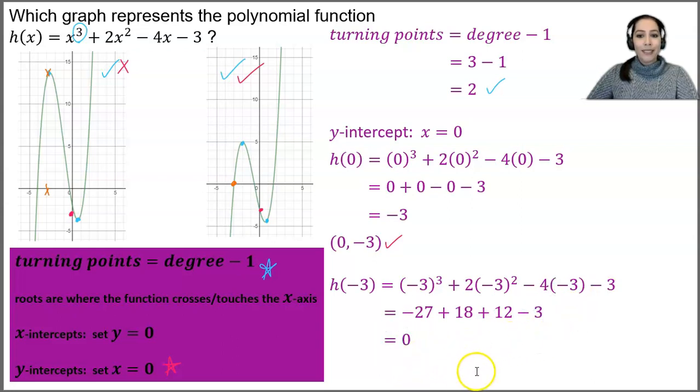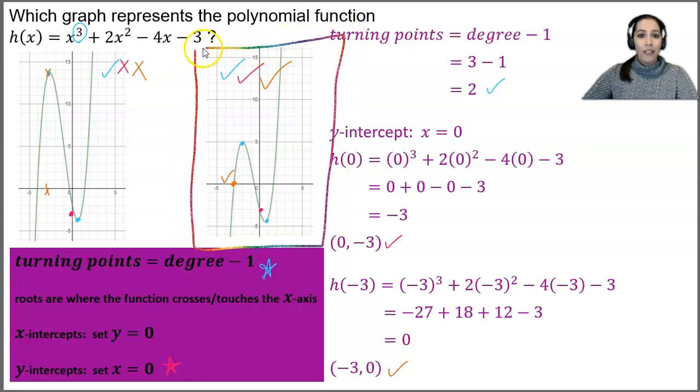Negative 27 plus 18 plus 12 minus 3 does equal 0. So another point we have is negative 3, 0. And since this one does have that point right there, it gets a check. And this one over here does not have the point at negative 3, 0. Therefore, it gets an x. So the graph on the right is the graph of this function.